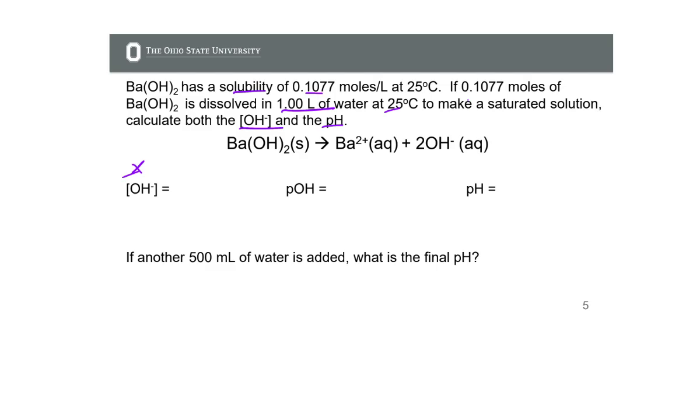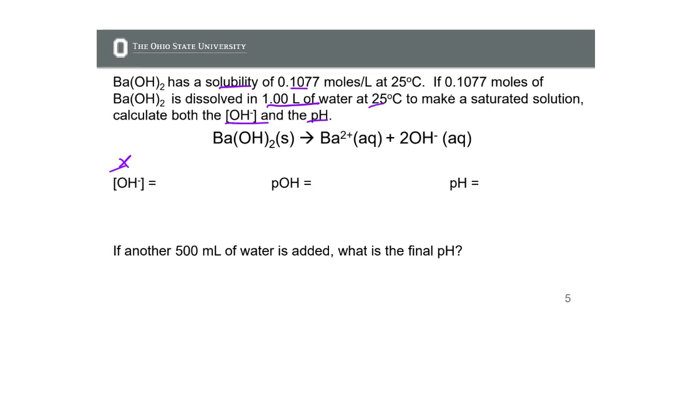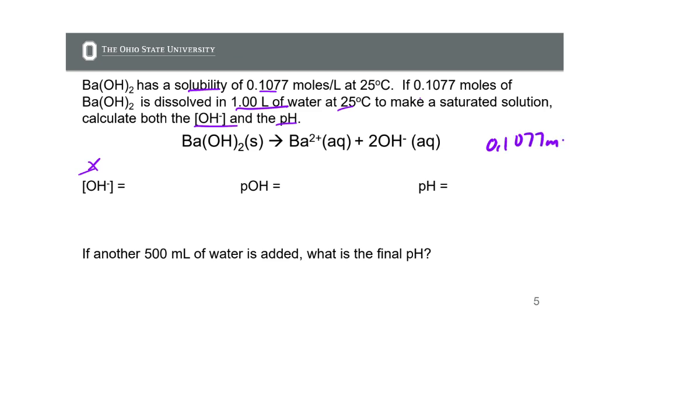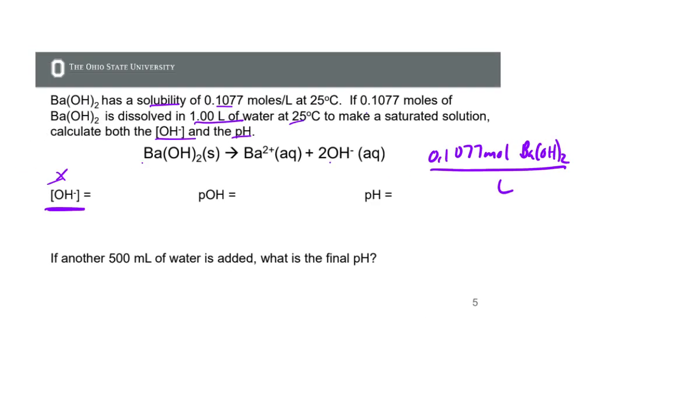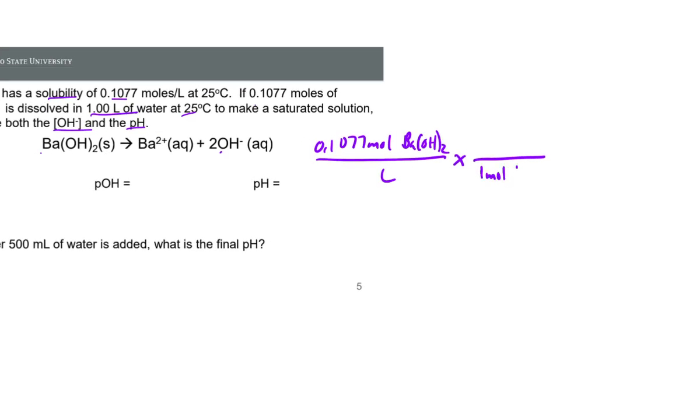So there's one sort of tricky part to this question. We're given the number of moles of barium hydroxide that were dissolved in 1 liter of water. So we were told that we have 0.1077 moles of barium hydroxide per liter, but we don't care about the concentration of barium hydroxide, we care only about the concentration of hydroxide. So we need to use this stoichiometry to determine the moles per liter of hydroxide in solution. So I'm going to use some dimensional analysis. For every 1 mole of barium hydroxide, we get 2 moles of hydroxide ion.